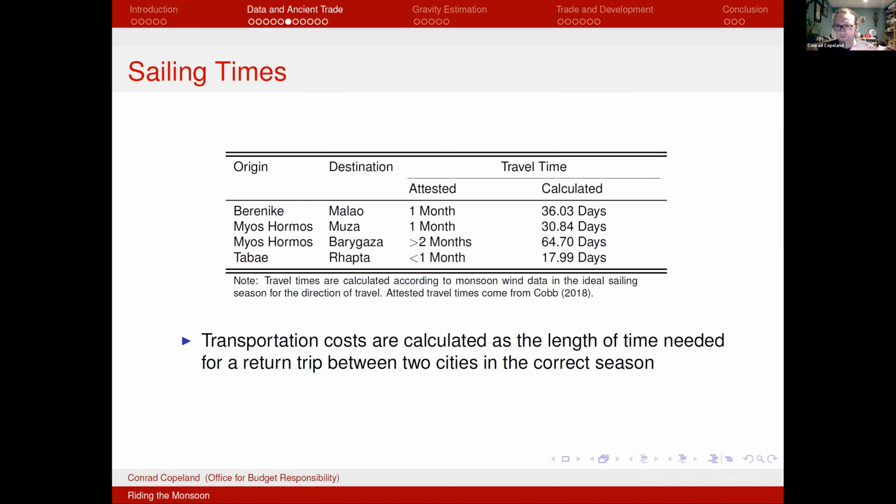But the question is, how does this actually work, right? And is this the same as what it was then? So this table compares the calculated distance, basically the time it takes to get between two cities, with the attested time that it takes to get between the two cities in ancient sources, and it's pretty close, right? It's pretty reasonable. Not to gloat or whatever, but it's pretty accurate, right? And so it is a good estimation of transport costs in that sense.